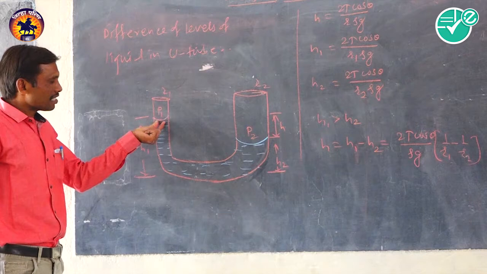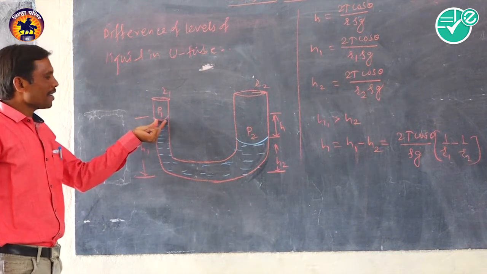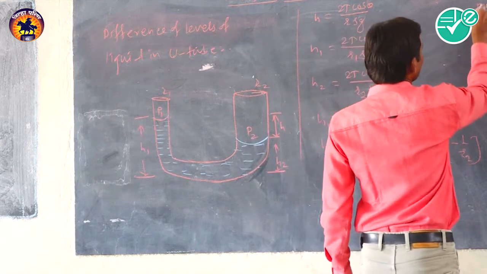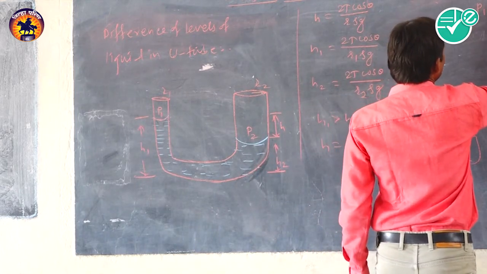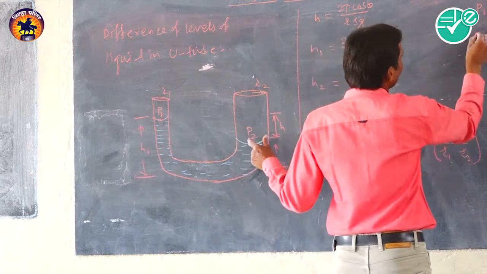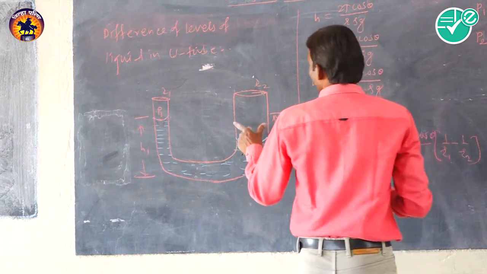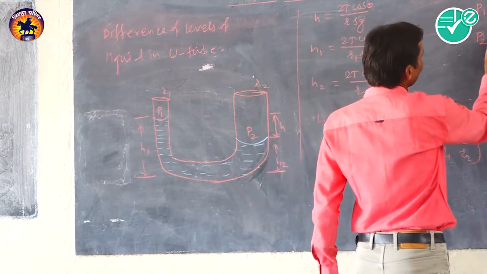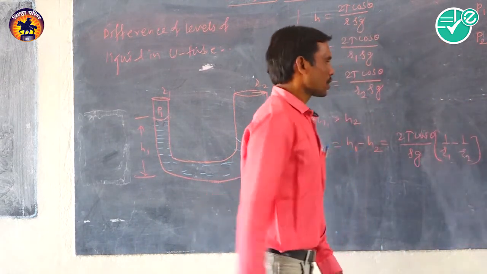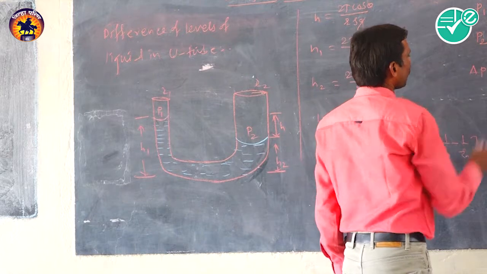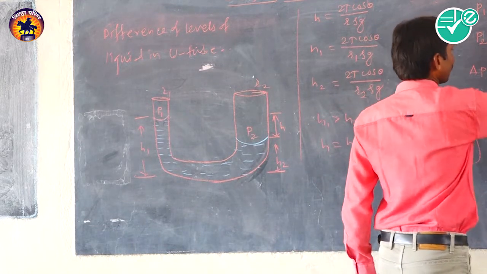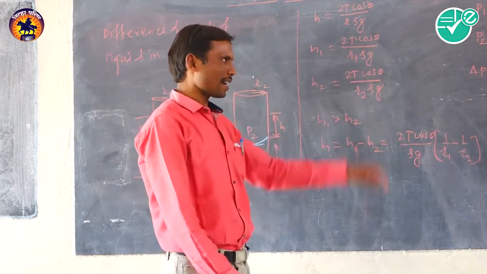What is the pressure just below the liquid meniscus in the narrow tube? That is obviously P1 minus 2T divided by R1. In the same way, the pressure just below the liquid meniscus in the wider tube is P2 minus 2T divided by R2. So the pressure difference between both tubes, that is ΔP, is equal to h rho g. You have seen this in the 11th standard.